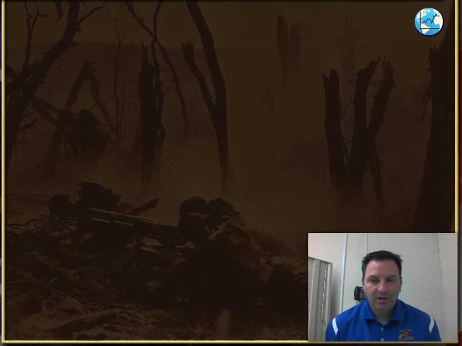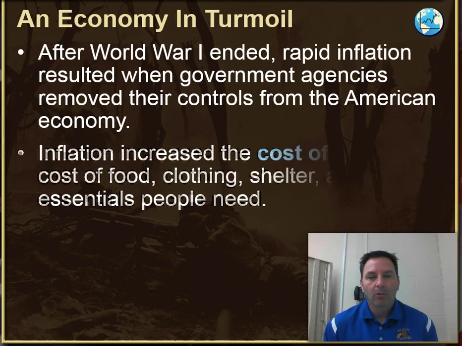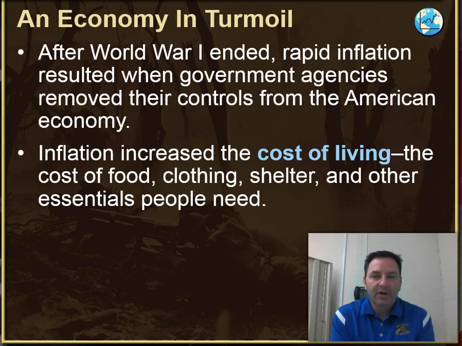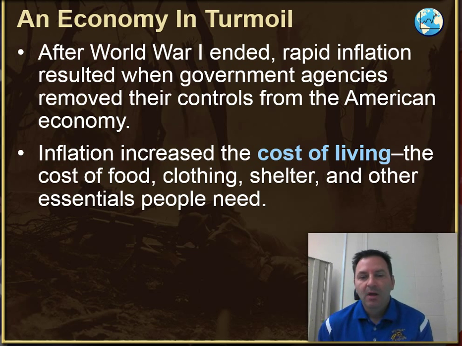All right, so let's talk about the aftermath or the results of World War I here. After the war, our economy's in turmoil. Rapid inflation results when government agencies remove the controls they had set on the American economy. If you don't remember what inflation is, it increases the cost of living. The cost of food, clothing, shelter, and other essentials that people need all go up.